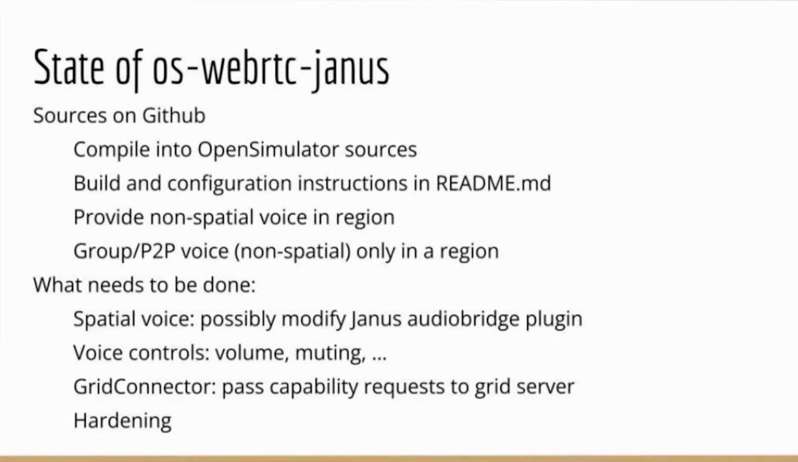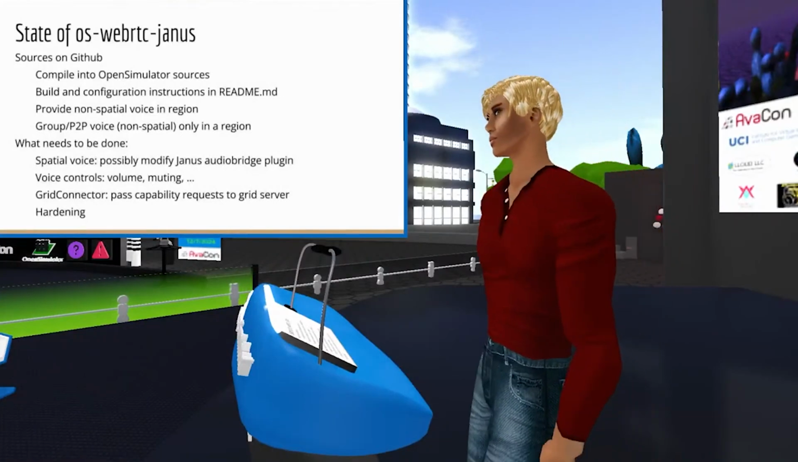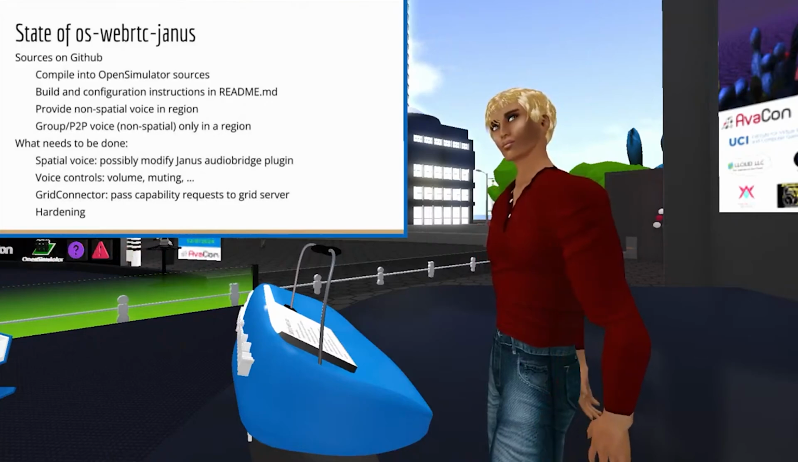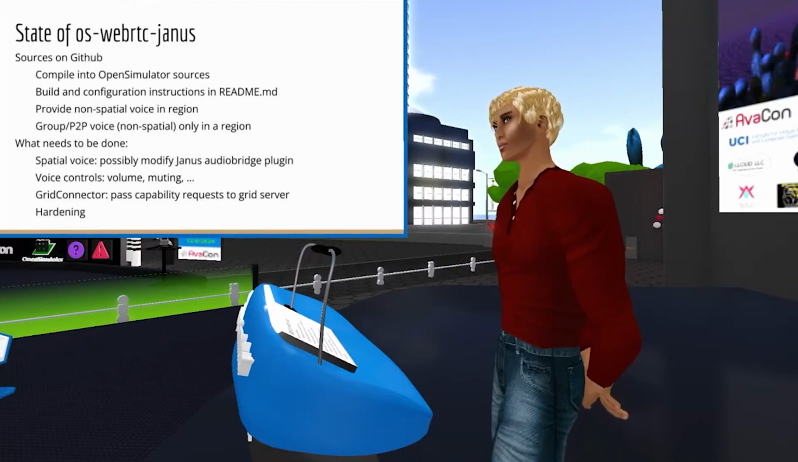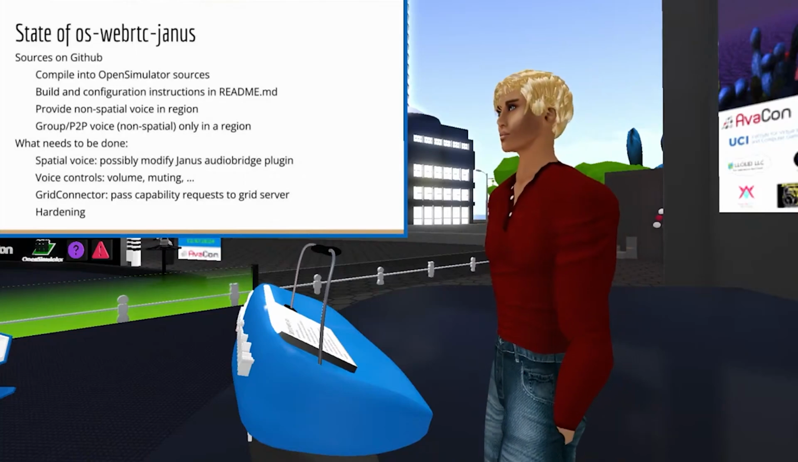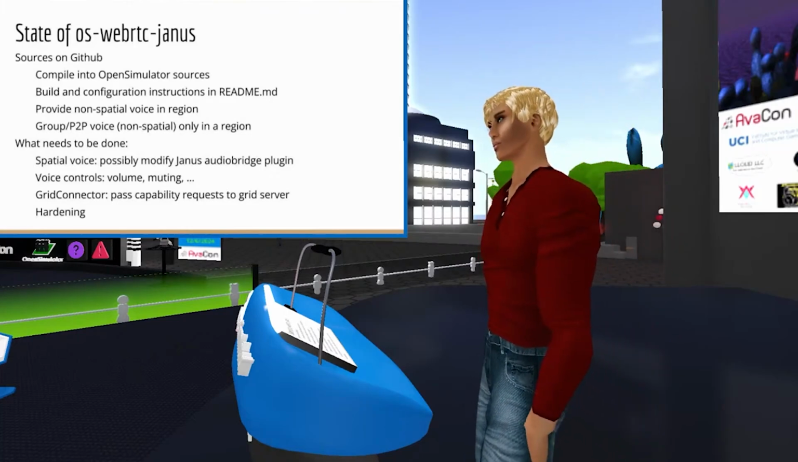So what needs to be done is spatial voice, possibly modifying the Janus audio bridge plugin, which seems to be the easiest way to go. Add the voice controls. SecondLife voice controls include muting people and volume for individuals, and that needs to be added. The grid connector, like I said, and then hardening. Hardening is about how you recover from errors, because viewers will crash, the Janus server might crash, the internet gets connectivity problems. How do you recover from that? And to run it as a real grid service, it needs a bunch of hardening.